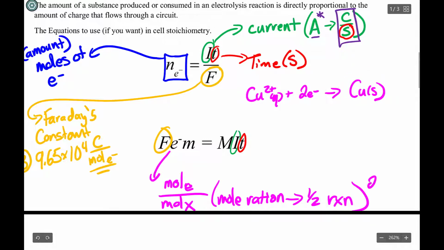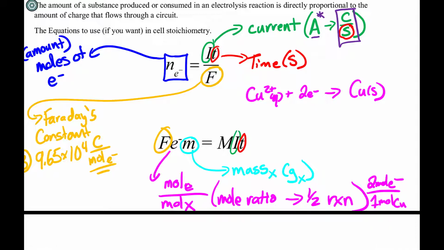So this would be 2 moles of electrons per 1 mole of X. And in this case, I've just chosen copper randomly, per 1 mole of copper. It is a mole ratio from a half reaction. This little m here stands for mass, and this is the mass of X. So it could be grams of X. In our case, this would be grams of copper if I was sticking with the copper idea.